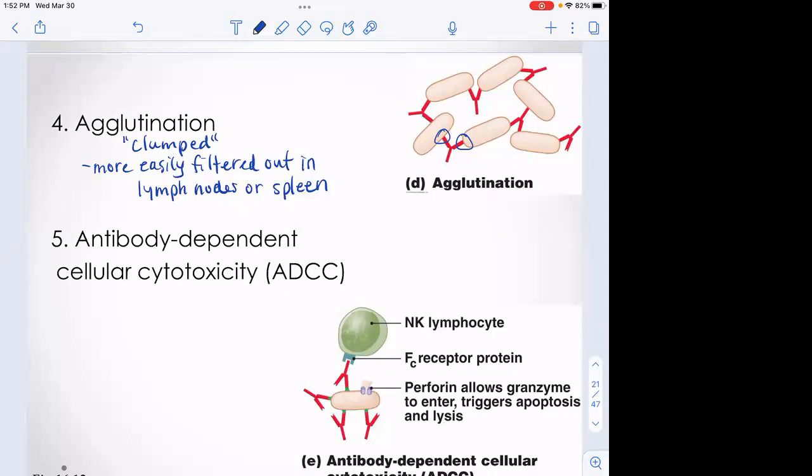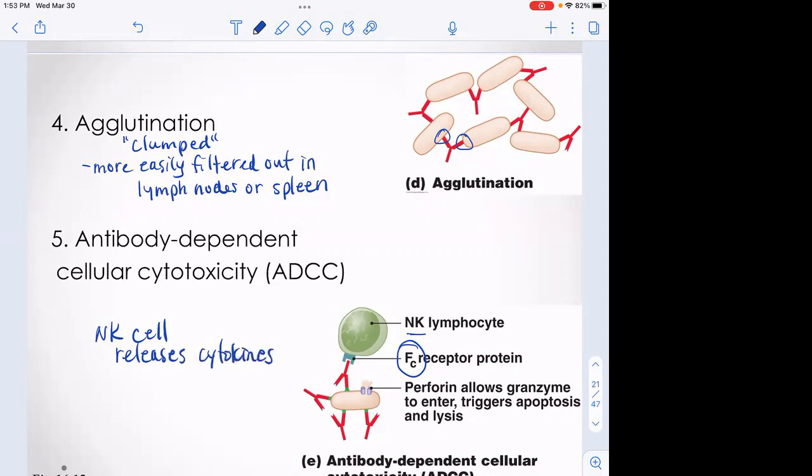And the last way an antibody can a little bit more directly bring about the death of a pathogen is in conjunction with an NK lymphocyte, a natural killer lymphocyte. When an antibody is bound to a pathogen, a natural killer cell can recognize it, because it will have receptors for that stem portion of the antibody, and that can trigger the natural killer cell to release cytokines that act directly to kill the pathogen. So the NK cell releases cytokines.